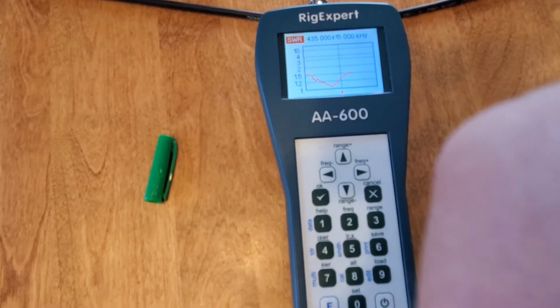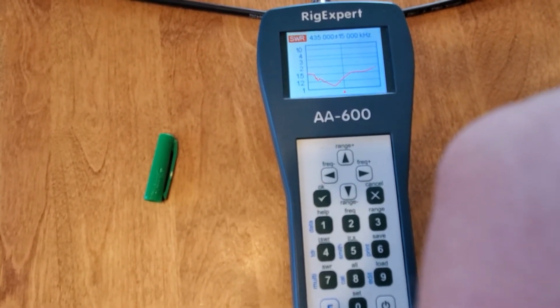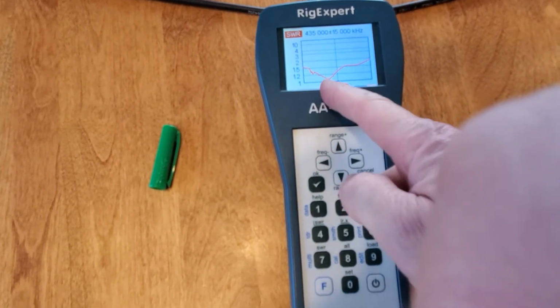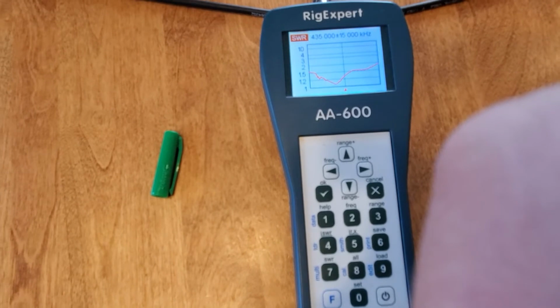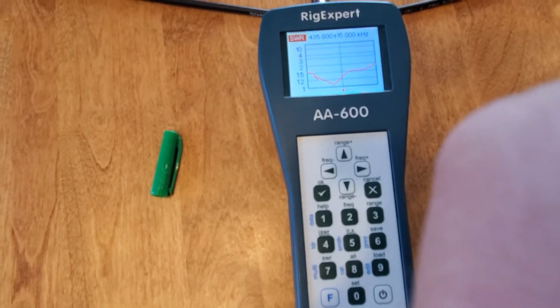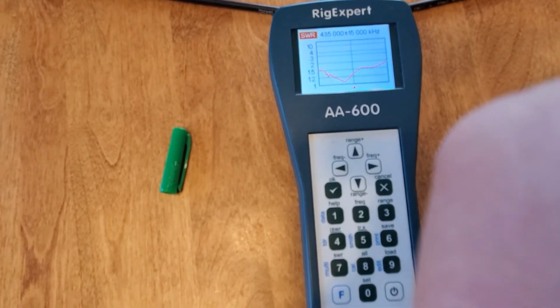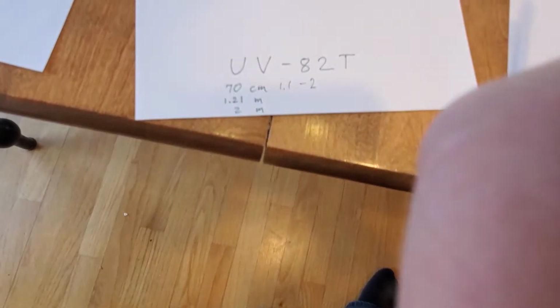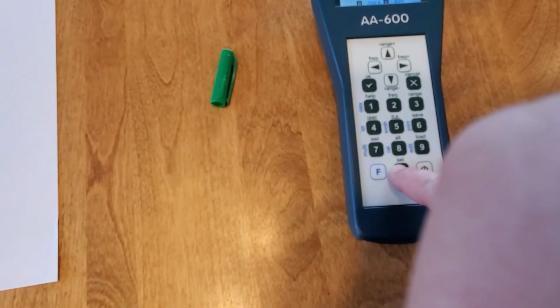So last time we had 1.2 to 2. And here we have surprisingly a nice dip down there. 1.1 even. And 2 is still high. So let's write that down. 1.122 right there. And then go to the 2 meters.